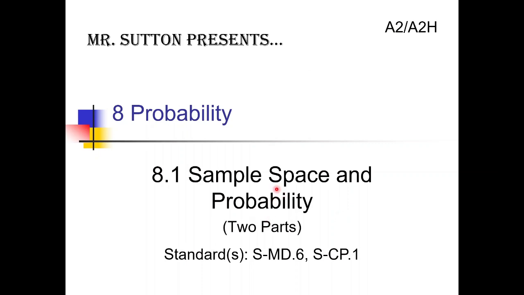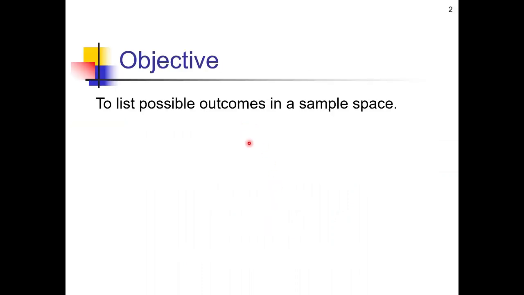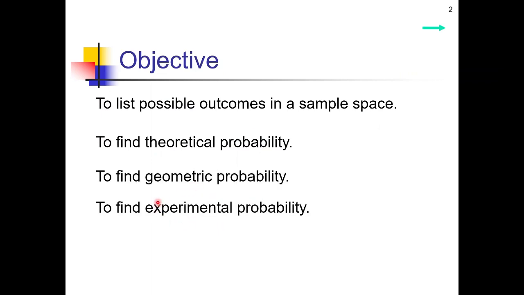This will be a two-parter. In part 1, we're going to be learning how to list possible outcomes in a sample space and also figuring out theoretical probability. And then in part 2, we'll turn our attention to geometric and experimental probability.